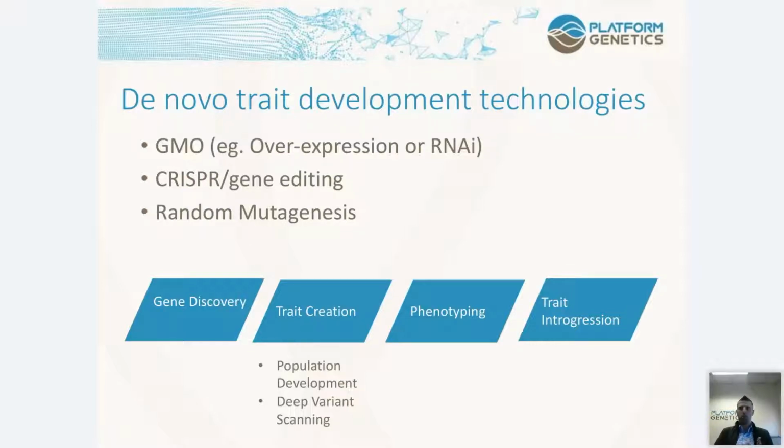So talking about creating variation because it didn't exist in nature, or if it does, it comes along with undesirable traits due to linkage drag, or there could be crossing barriers. So three of the common approaches for de novo trait development: GMO or bioengineering, gene editing, and random mutagenesis. All of these are important tools in the toolkit, but we are going to focus a lot today on random mutagenesis. And all of these approaches have a common workflow comprised of four steps: gene discovery, trait creation, phenotyping, and trait integration. And where we're going to start the first part of our talk is focusing here in the trait creation phase, by looking at workflows in population development and deep variant scanning.